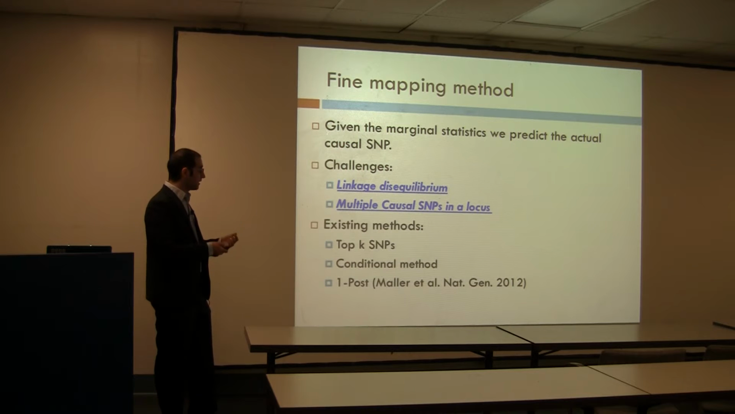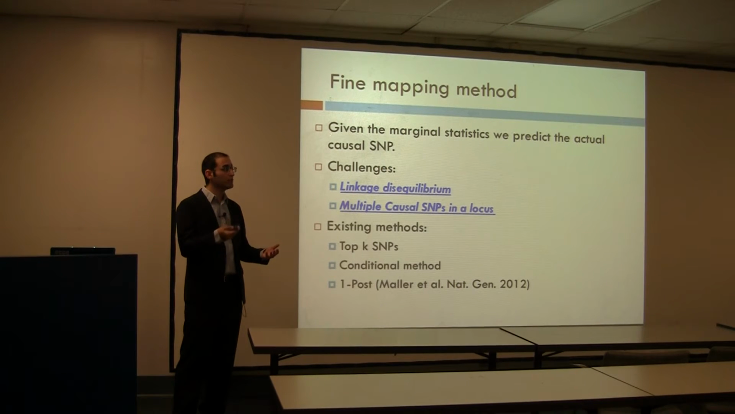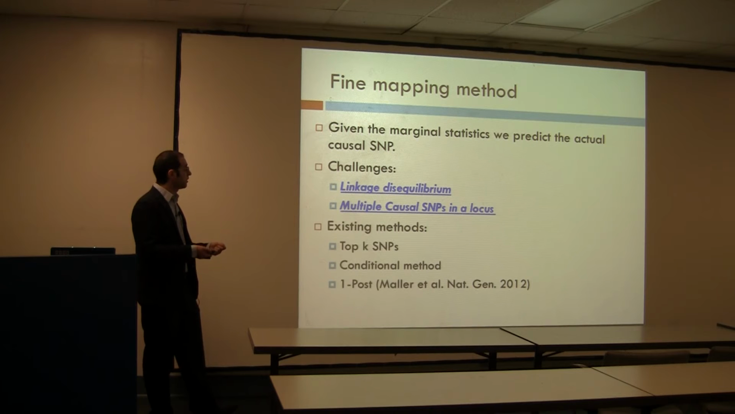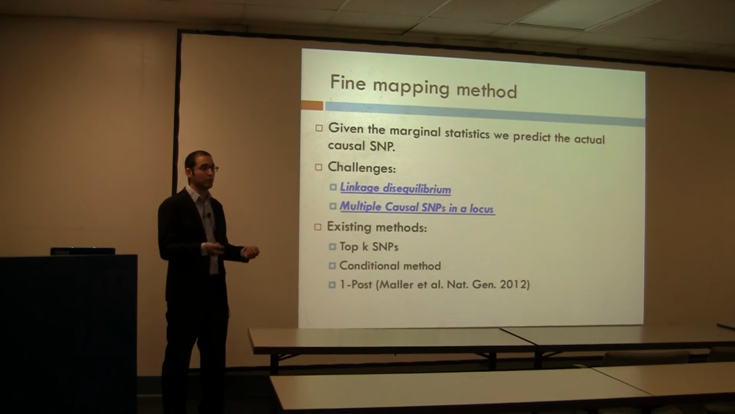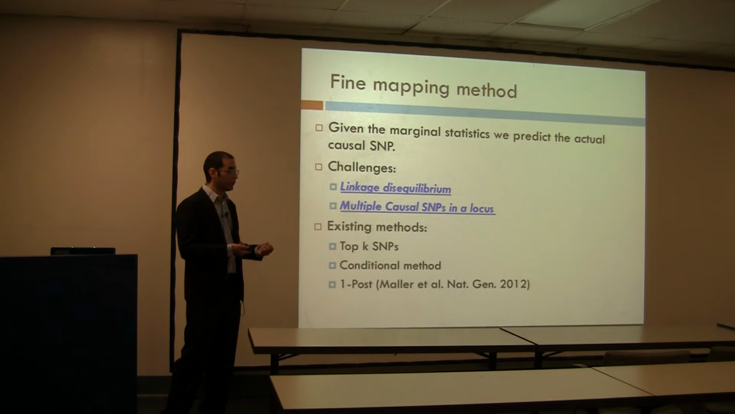Another reason that LD makes this problem hard is that if one of the variants is causal and another variant is in LD with it, you will see the effect on that variant too. So when you see an effect, it's very hard to figure out if this effect is for the SNP itself or is tagging the effect of another SNP. Another reason this problem becomes complicated is that there exists allelic heterogeneity, or in other words, there exist multiple causal variants in a locus. And this is actually a main assumption that most existing methods try to ignore.